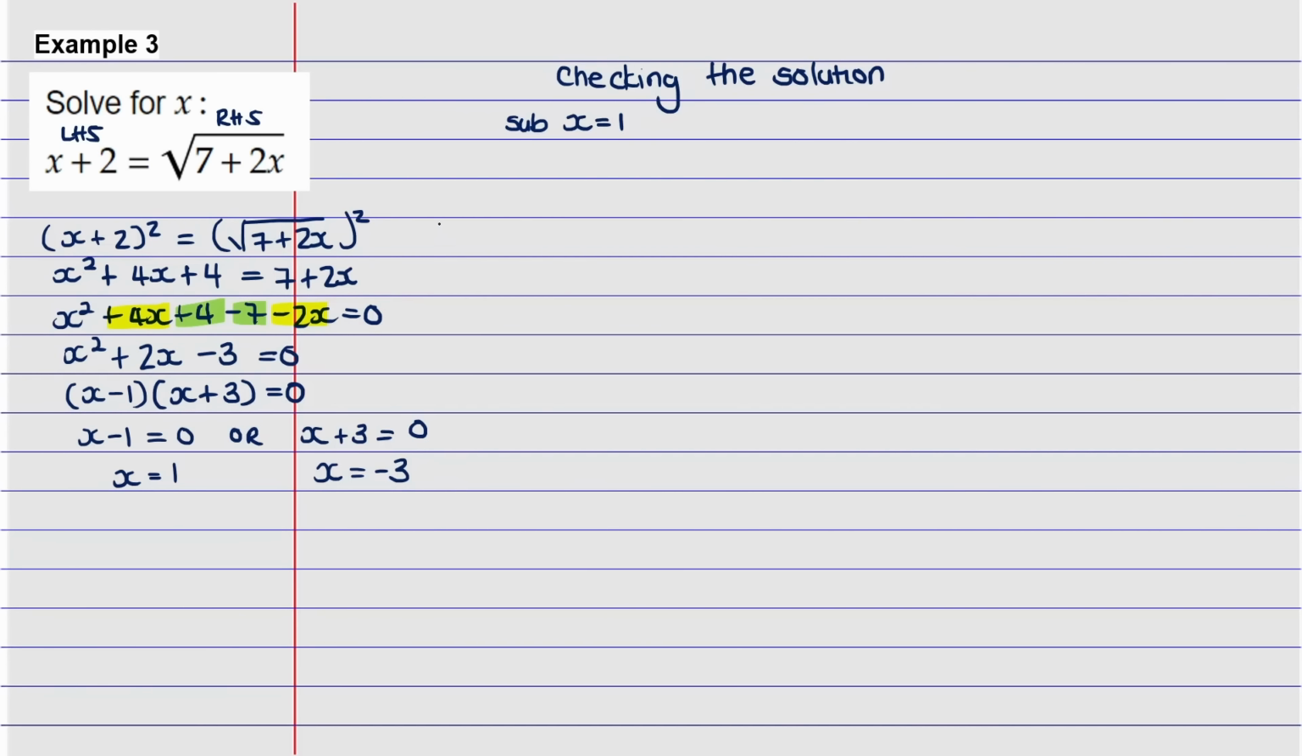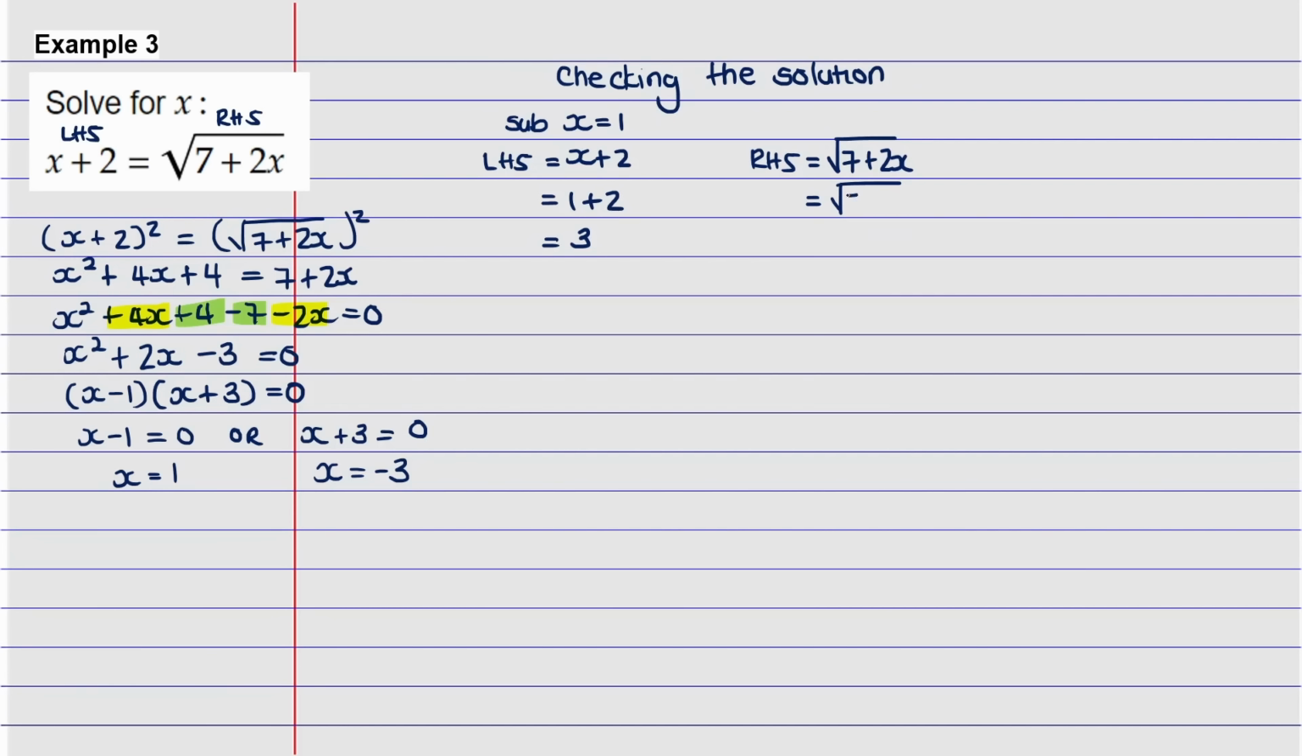So I'm going to substitute it into the left-hand side. Left-hand side is going to be equal to x plus 2, so this is the same as 1 plus 2, and this gives me 3. So we know the left-hand side is 3, right? Now going to the right-hand side. We know the right-hand side is the square root of 7 plus 2x, right?